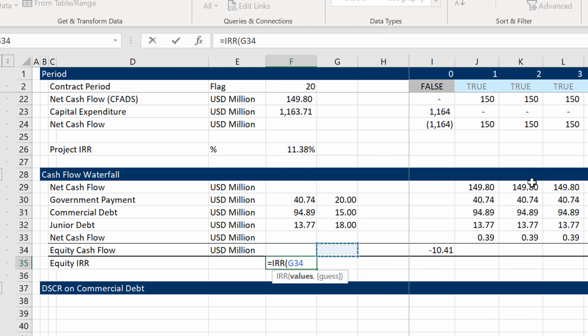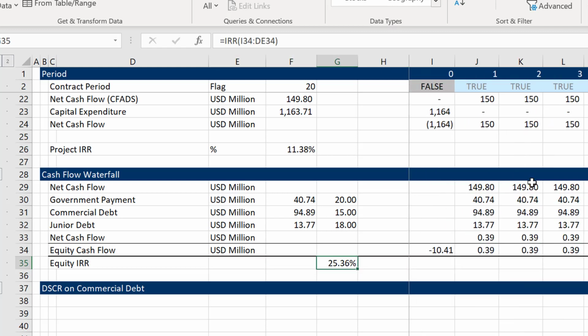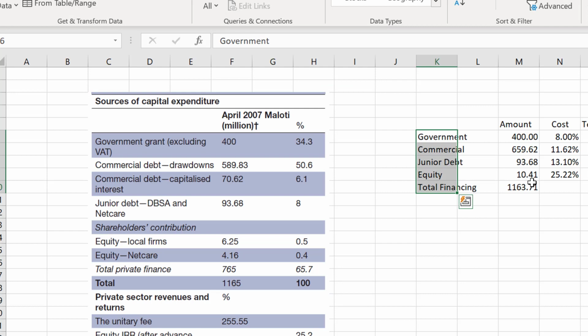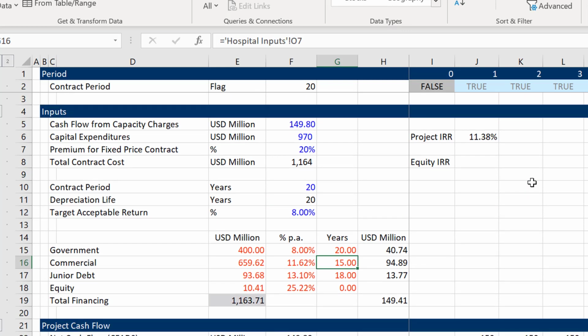Again, it's no fancy XIR or anything else, but it's the amount we take out of our pocket relative to the amount we put into our pocket, and the IRR is the difference, okay? Not a big deal, and I hope that's similar to what we had in the inputs. It's 25.22, okay, 25.36.